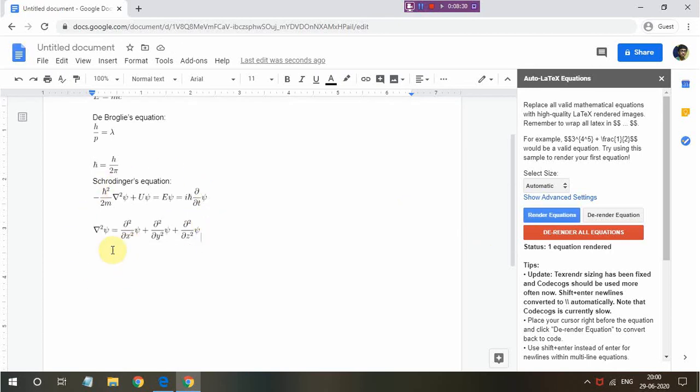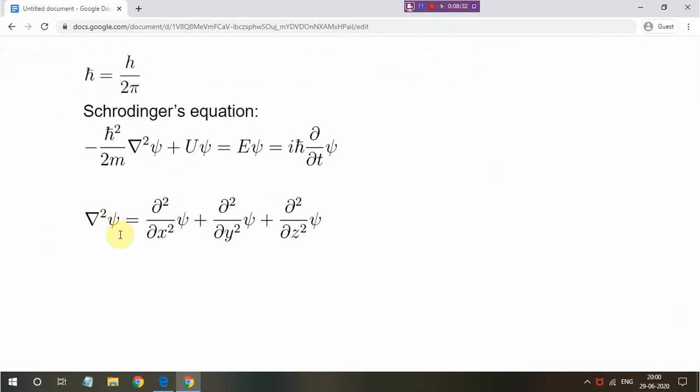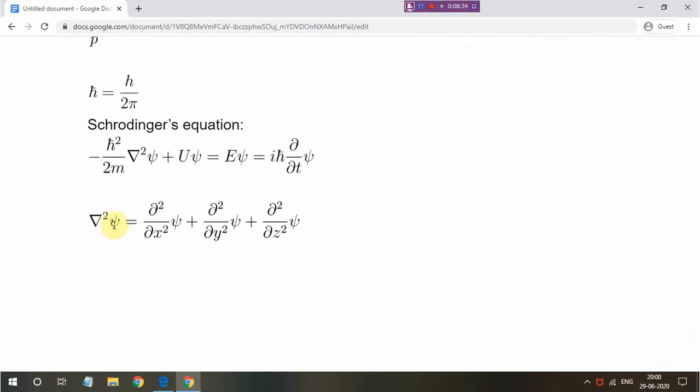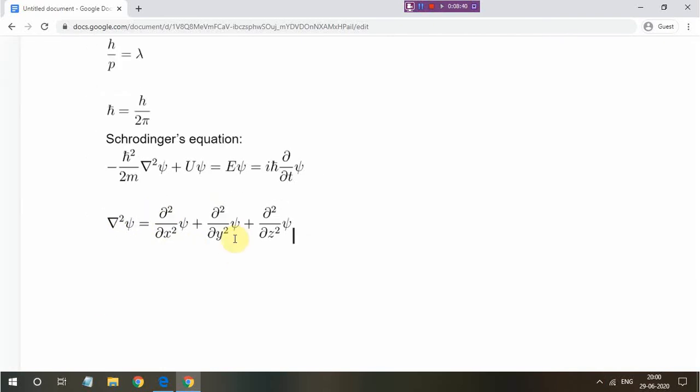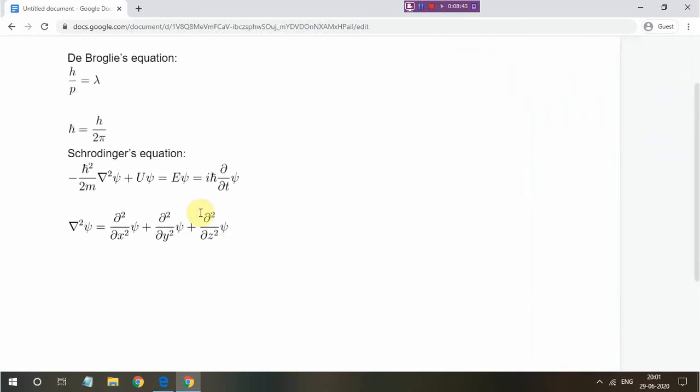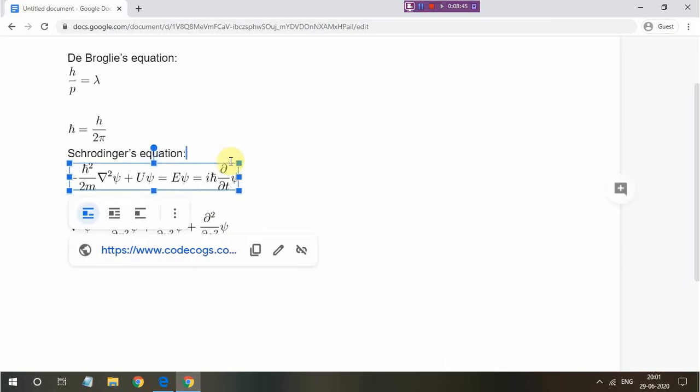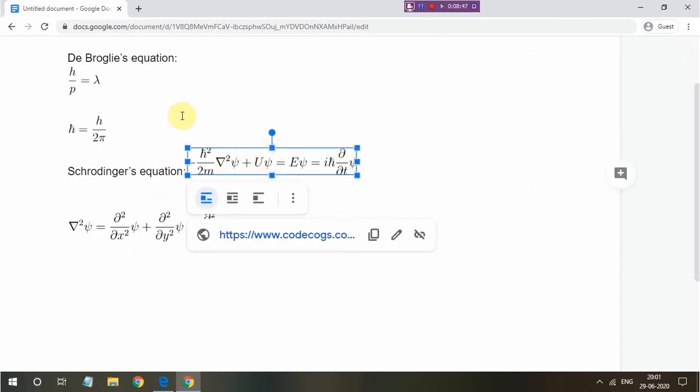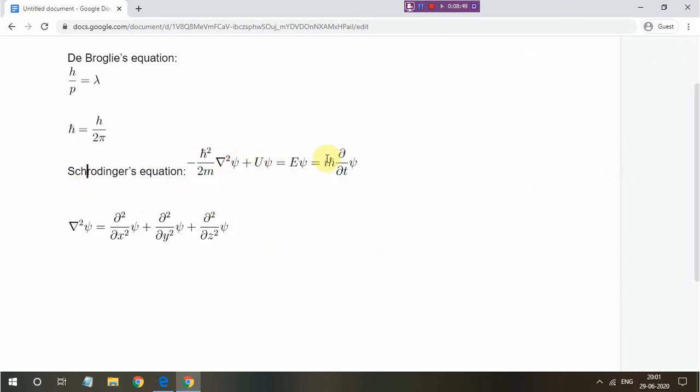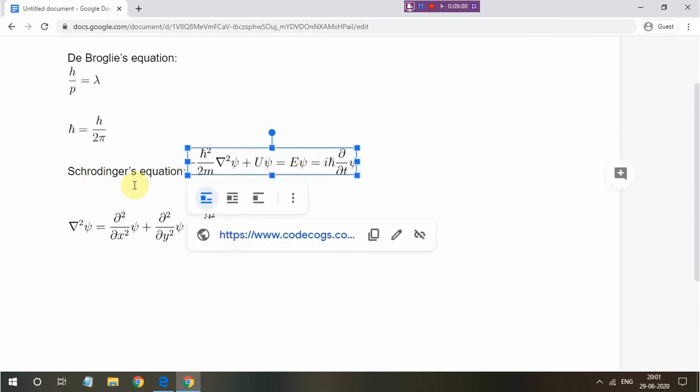So this is the Laplacian operator, and in this equation we're operating it on the wave function, and the general form is just this. This nabla squared is just del squared over del x squared plus del squared over del y squared plus del squared over del z squared in 3 dimensions. And this here is actually the time dependent Schrodinger equation, because on the RHS we have also mentioned i h bar del t of psi, but in the time independent Schrodinger equation we just write till here, till E psi.